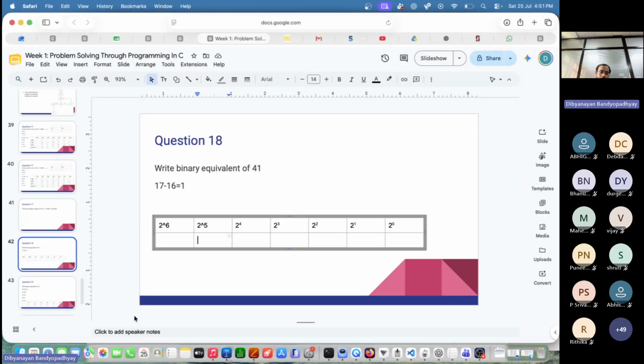So how to do it actually? 41 is 32. We can directly place 1 there. Then how many is remaining? 41 minus 32, so 9 is remaining, right? So how to do 9? So 2 to the power 3 is 8. I can place 1 here, and only 1 is remaining. I can place 1 here. Then the remaining portion will be 0. So 1 0 1 0 0 1, right?